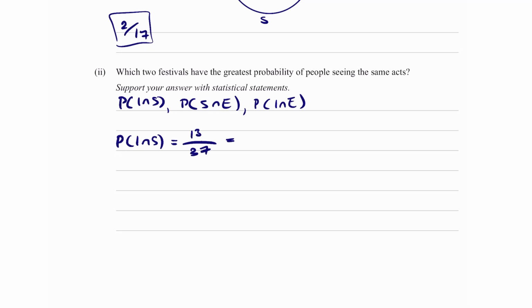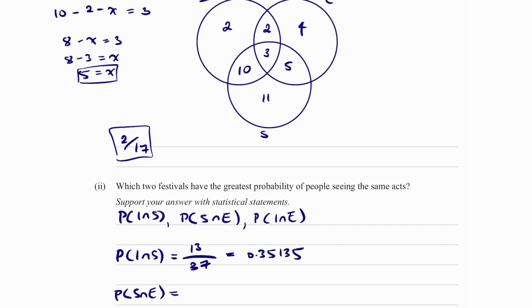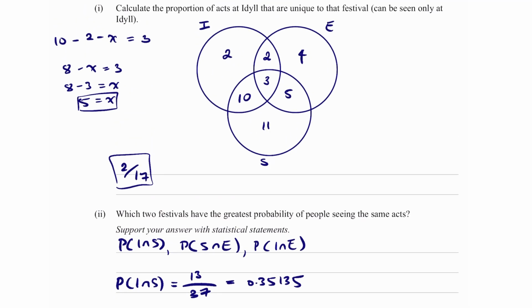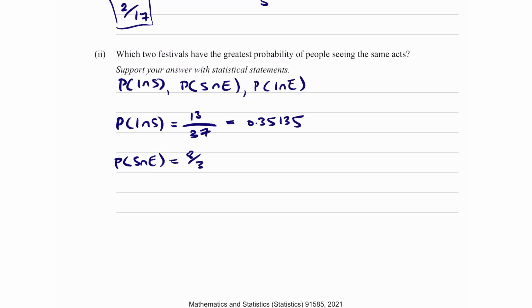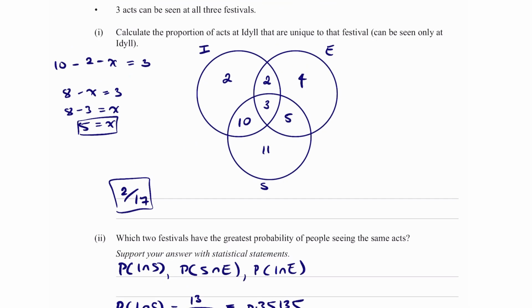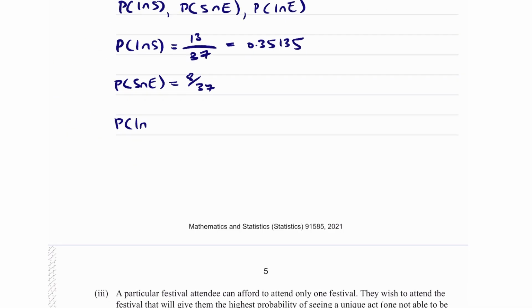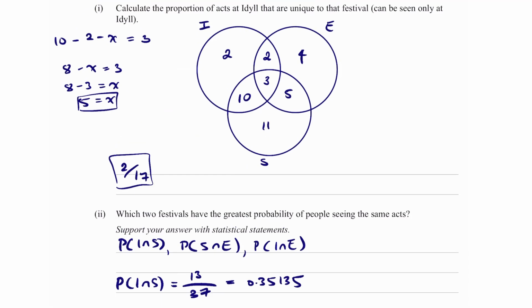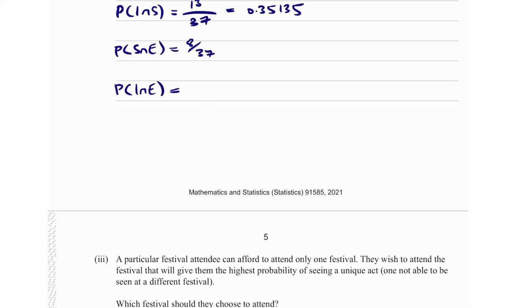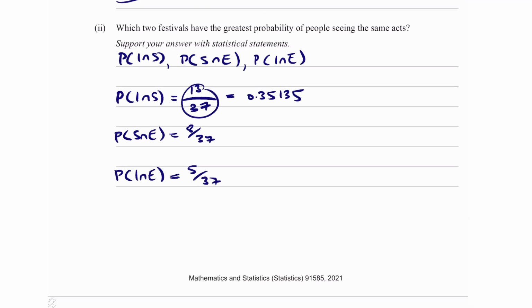13 over 37 is equal to 0.35135. The probability of S and E, we're just going to repeat the same process for the other two probabilities. So S and E have an intersection of 8 over 37, and I and E have an intersection of 2 and 3, which is 5 over 37. So what we can see is the largest probability is clearly I and S, or the intersection between I and S.